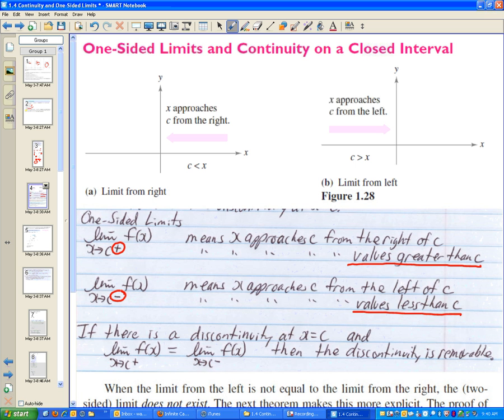If the limit from the left equals the limit from the right, then either the function is continuous or it's a removable discontinuity. Okay? When the limit from the left equals the limit from the right, either the function is continuous, or if it's discontinuous, it's a removable discontinuity. So if there is a discontinuity at x equals c, and the limit as x approaches c from the right equals the limit as x approaches c from the left, the discontinuity is removable.